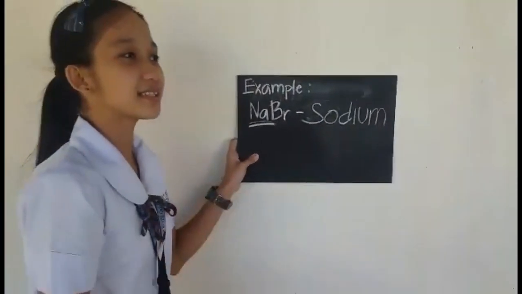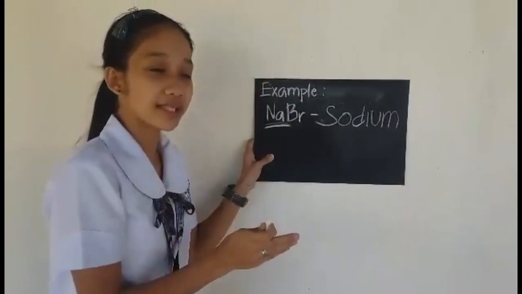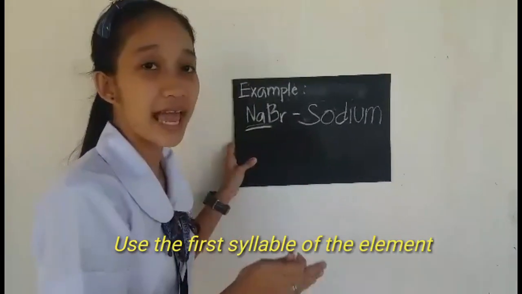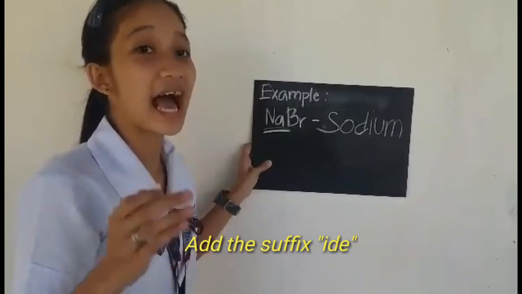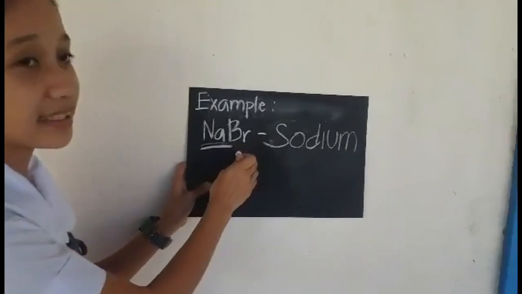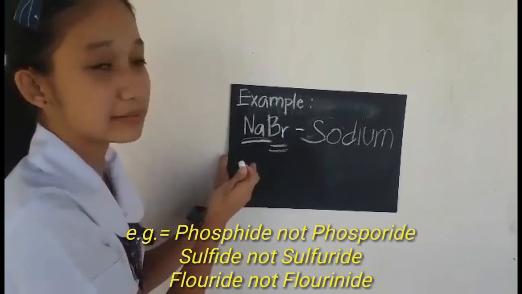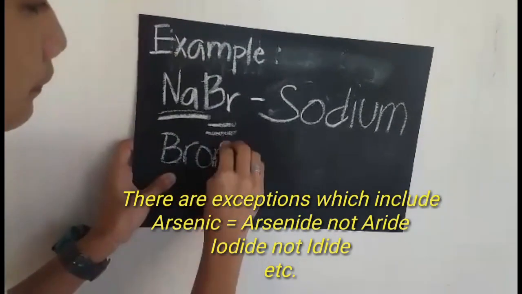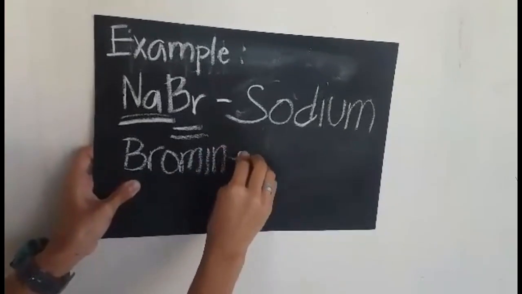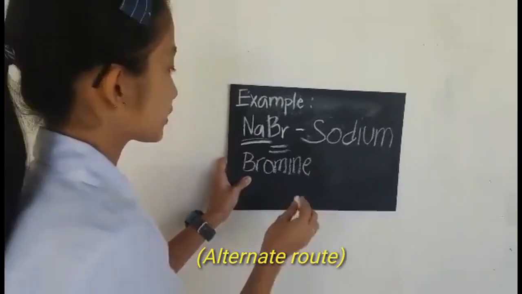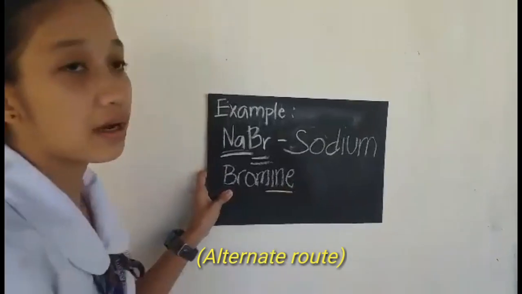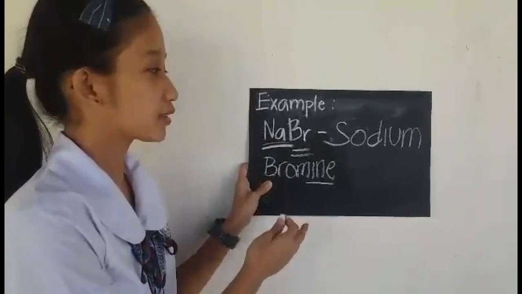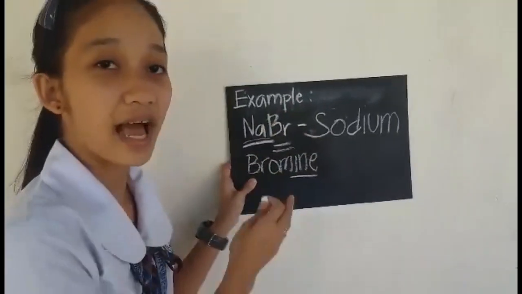Then the second rule is for the anion. In order to name the anion, we need to cut the last syllable first and then add -ide. In this case, the element is bromine. From the word bromine, we need to change the last syllable of the element, and then add -ide.